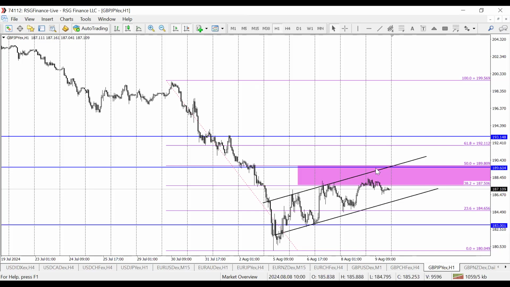Now, I also have price trading within a channel. So this is another fantastic setup. If we see price break away from this channel, then we're looking for a sell-off into the 183.01 level. Okay, and that's the last pair on the Japanese yen, GBP JPY. Now let's move over to the Swiss franc. Next, we'll be looking at Australian dollar Swiss franc.